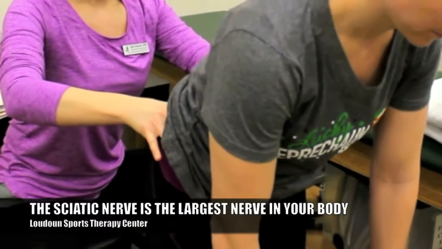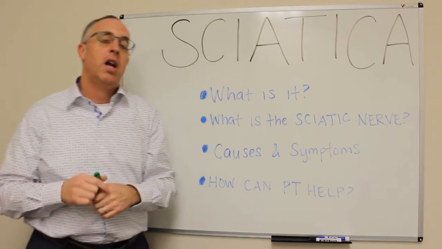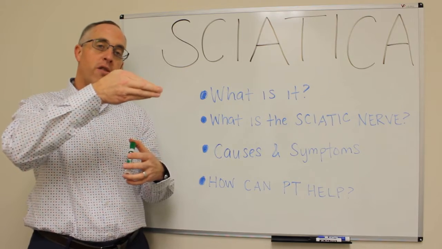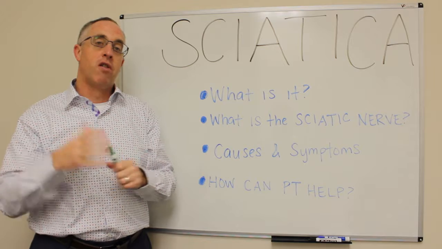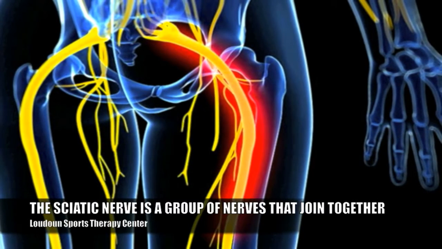They all stay separate until they get to a point just at the back of your hip, right below your waistline, right in the middle of your buttocks. And those nerves all join together into one nerve that becomes what we call your sciatic nerve. So the sciatic nerve is multiple nerves that are running separately, and then they join together into one nerve.